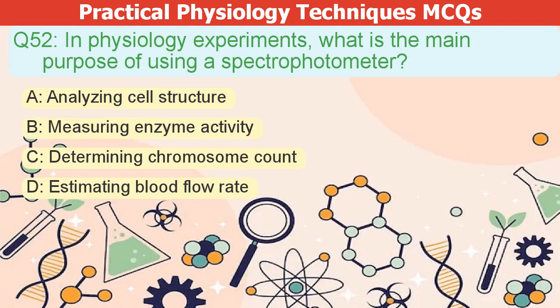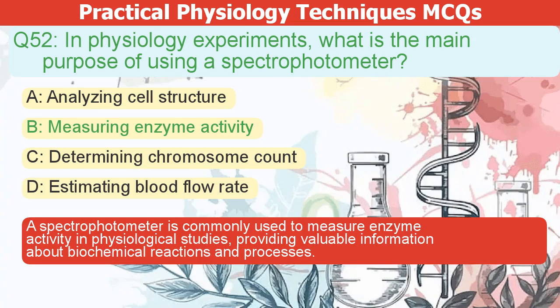In physiology experiments, what is the main purpose of using a spectrophotometer? A. Analyzing cell structure. B. Measuring enzyme activity. C. Determining chromosome count. D. Estimating blood flow rate. The correct answer is B. A spectrophotometer is commonly used to measure enzyme activity in physiological studies, providing valuable information about biochemical reactions and processes.